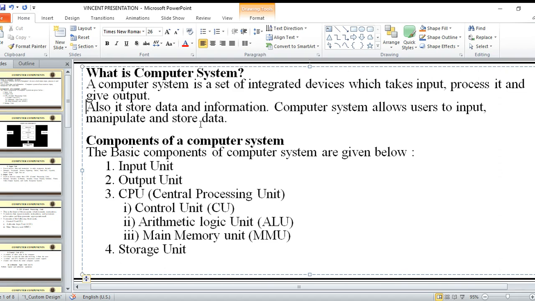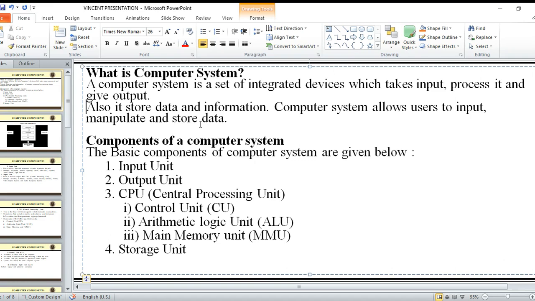And first, Brian, can you give us the definition of computer system? So we have seen that computer system allow user to input, manipulate, and store data. So let's see the components which allows the computer to do all these functions.